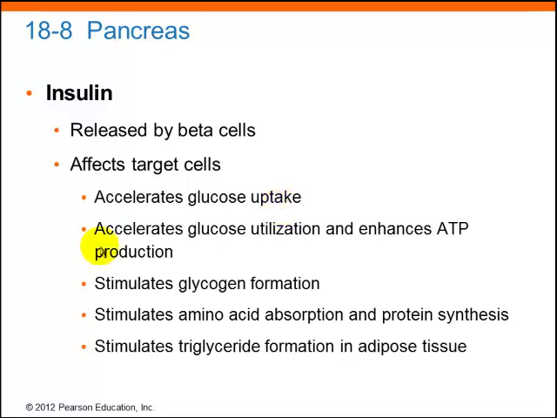In the liver, it stimulates glycogen formation. In the skeletal muscle as well. And in liver and skeletal muscle and many other cells, it stimulates an increase in the absorption of amino acids, and that means those cells can then make new proteins. And in the adipose, it stimulates the storing of the fats.